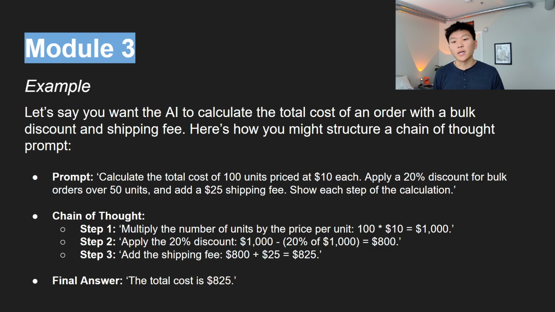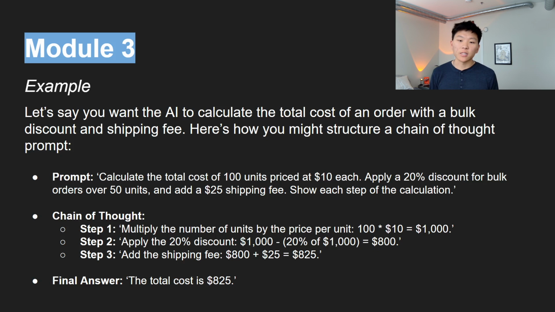Let's say you want the agent to calculate the total cost of an order with a bulk discount and a shipping fee. If you just told it that, I don't think it would do it correctly. So anyways, the prompt, you could say, calculate the total cost of 100 units, priced at $10 each.